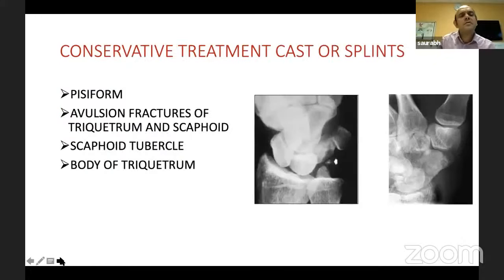Then of course, this is a list of fractures where you will again manage with splints or plasters. So we'll see some avulsion fractures of triquetrum. So we know at the back, the extrinsic ligaments are centered over triquetrum. So it's a capsular avulsion.